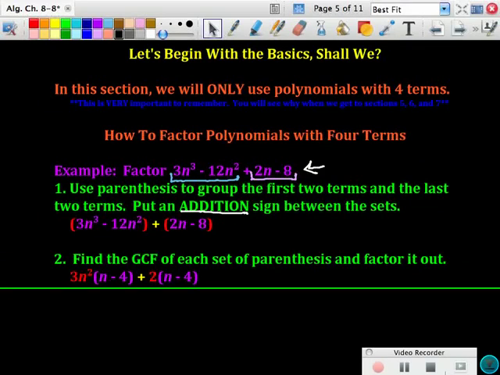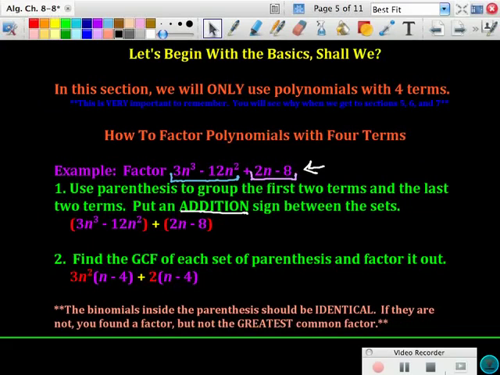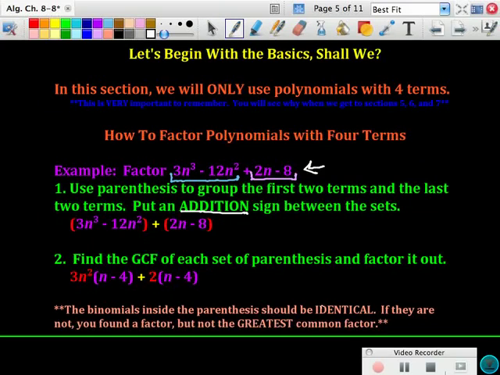What's really important is that the binomials that you have left over should be exactly identical. If they're not, then you found a factor, something they had in common, but not the biggest number or biggest term that they have in common.